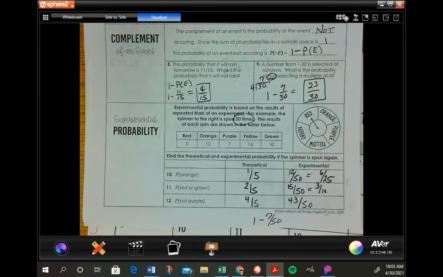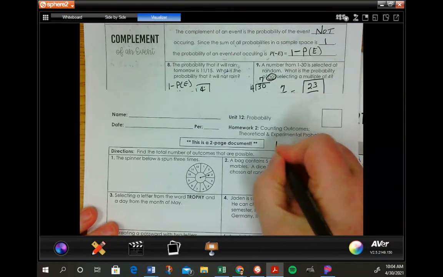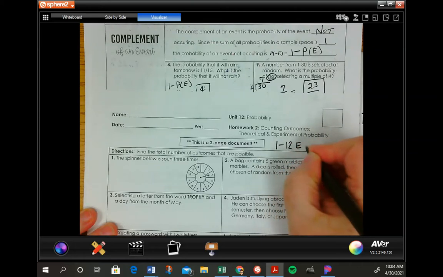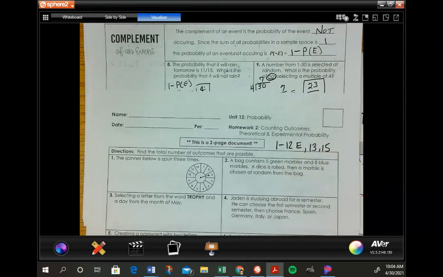All right. And that's all we're going to cover today. You should be able to do the homework, at least the first page. I want you to do 1 through 13, and then 15. I want you to do 1 through 12 even. Do number 13 and 15. So on your homework, 1 through 12 even, 13 and 15.